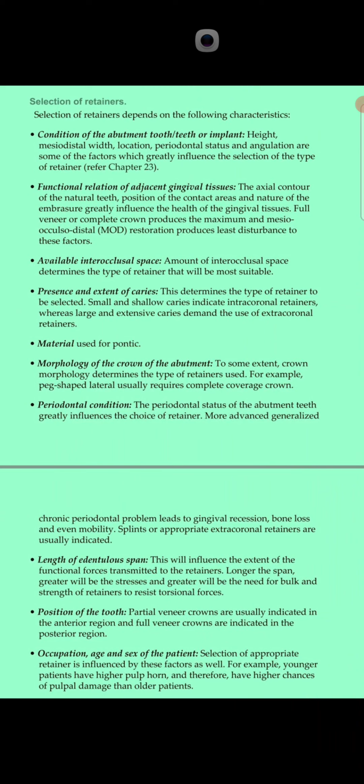Second factor is the functional relation of the adjacent gingival tissue. Mean the relation of retainer with the adjacent gingival tissue, functional relation. The axial contour of the natural tooth, position of the contact area, and nature of the embrasure greatly influence the health of the gingival tissue.